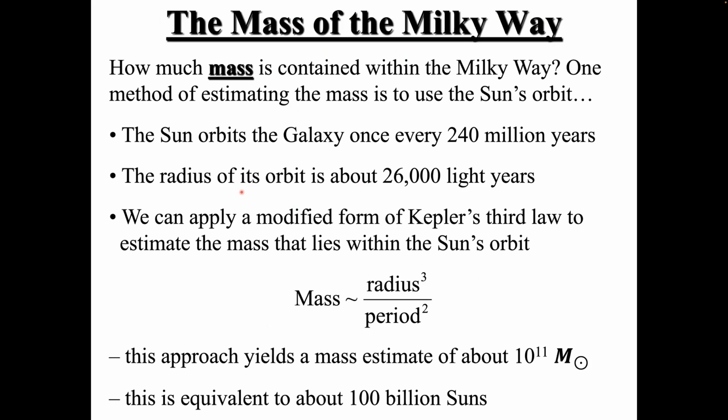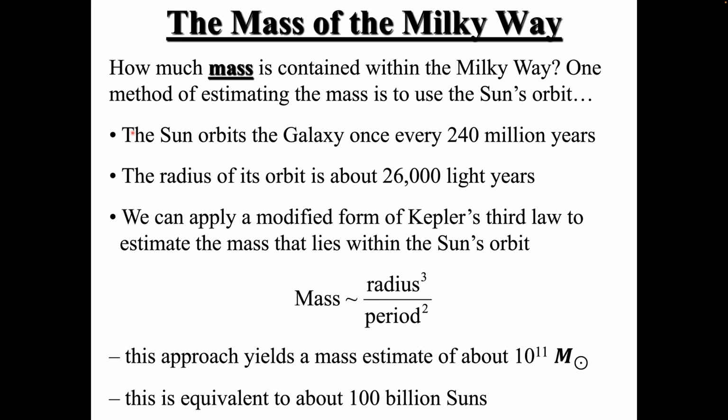Now, that is about the central region of the galaxy, but if you take the whole galaxy as the Milky Way, the question is how much mass is contained within the Milky Way? One method of estimating the mass is to use the orbit of the sun and Kepler's laws. Kepler's law: mass equals radius to the power 3 over period squared. In that way, you can use the fact that the sun orbits the galaxy once every 240 million years.